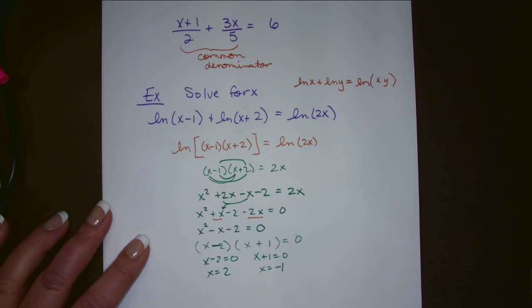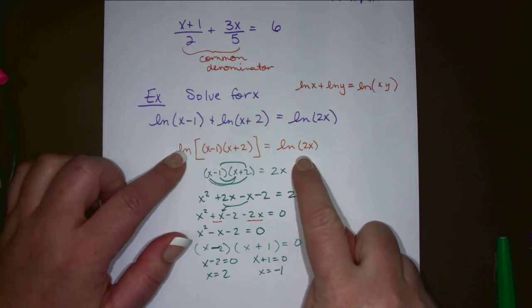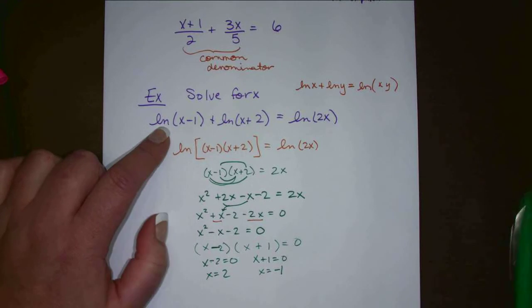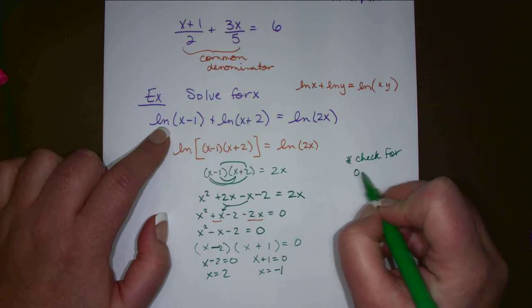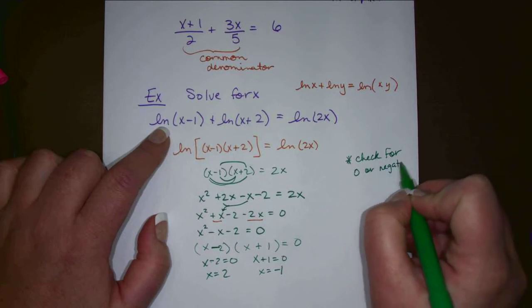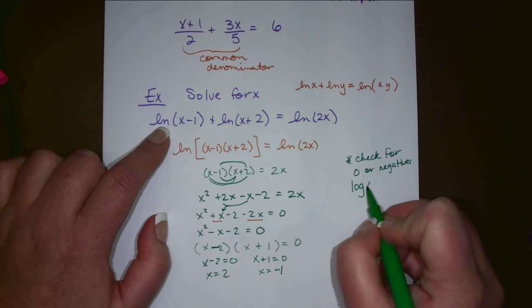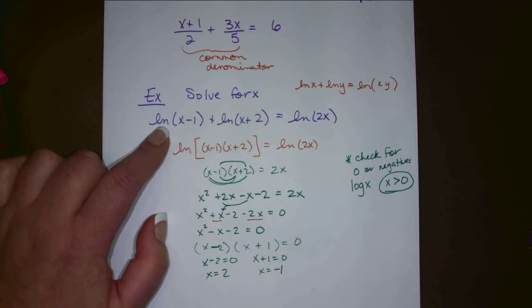Now, with logs, the same as square roots, we have to check our answer because logs can't be negative. So, where do we go to check our answer? What are we checking these in? Never in where you changed it, always in the original. And what are we looking for when we're checking it here? Right, check for 0 or negatives. Because with logs, the argument on the log, whatever is here, has to be greater than 0. Not equal, has to be greater than 0, not equal to 0.